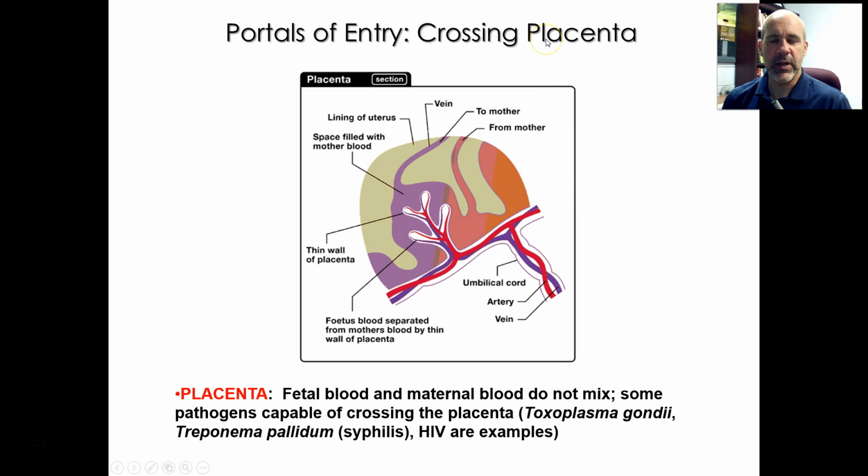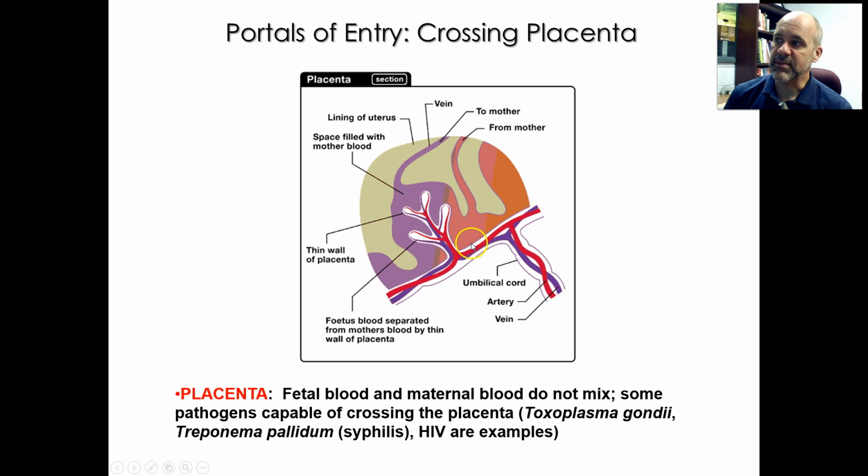Crossing the placenta. When you guys take Biology 202, you learn about the placenta. And the placenta is an organ in the uterus that has the mother's blood passing through it. So it's got like little cavities where the mother's blood passes through. And then these blood vessels that you see here, here's the umbilical cord. So you've got fetal arteries and fetal veins passing back and forth between the placenta and the developing fetus.